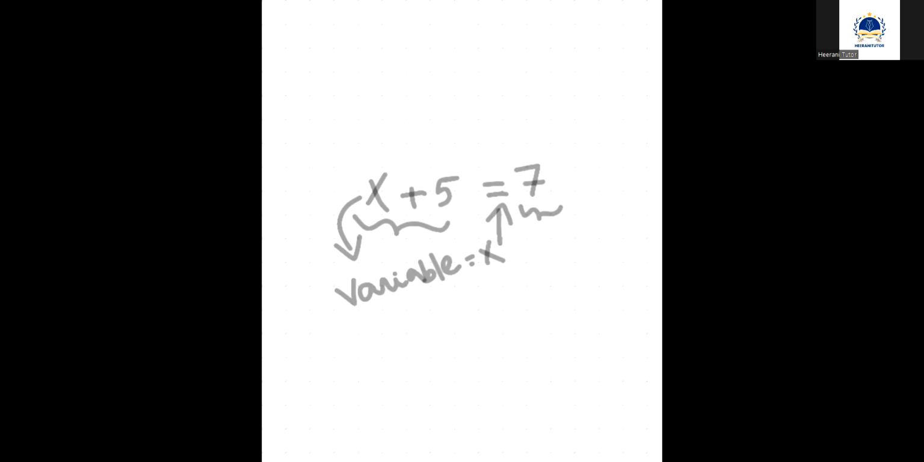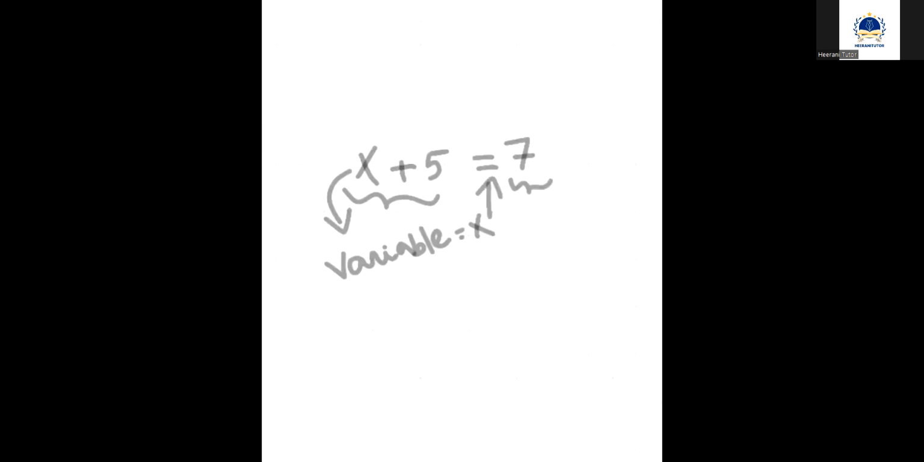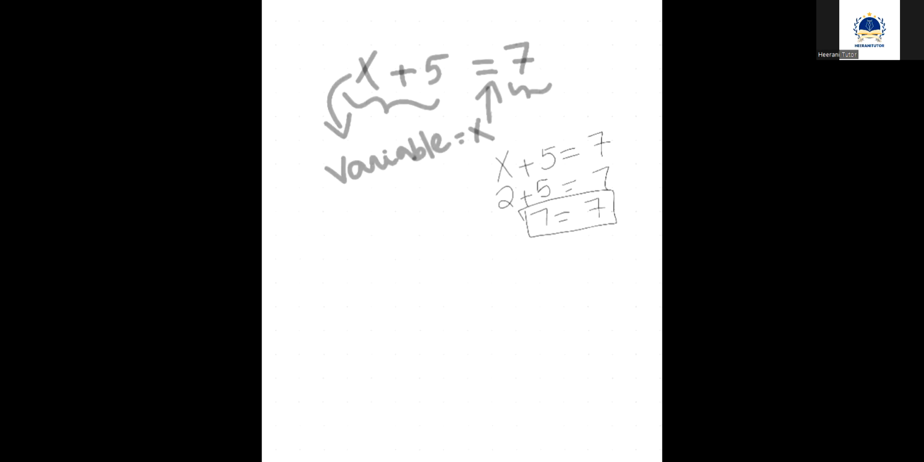If I put my x value as 2 in our equation, then my left-hand side is equal to the right-hand side. It's a valid equation. So we have to find out the value of x, the value of the variable in our equation. Let's do a few more questions to understand this concept.